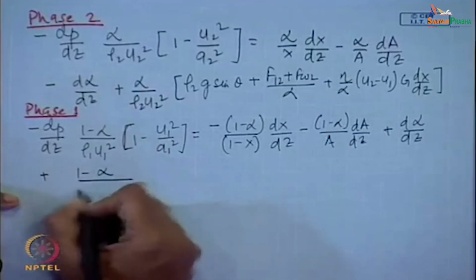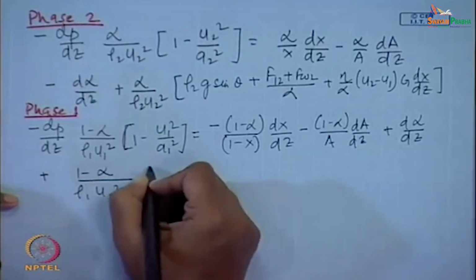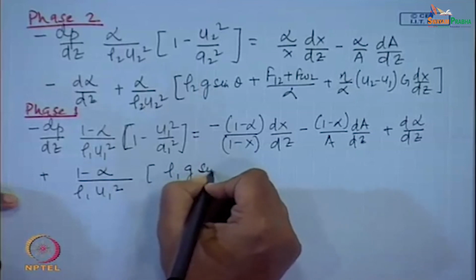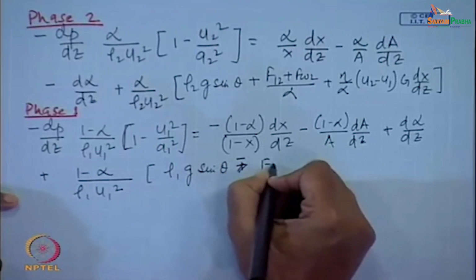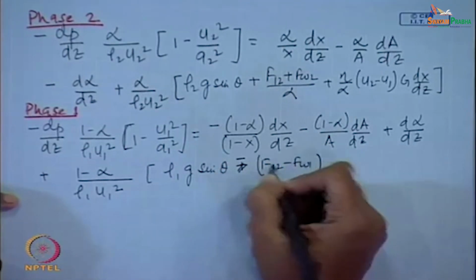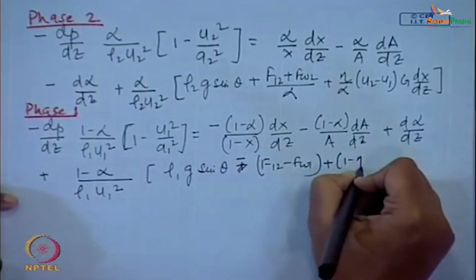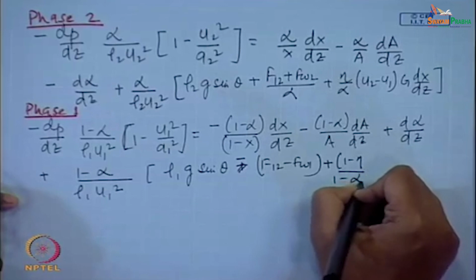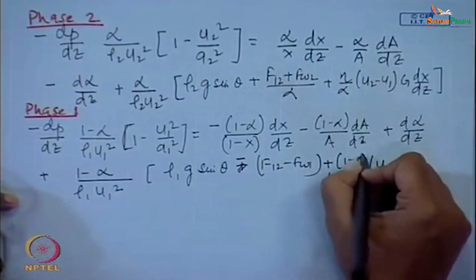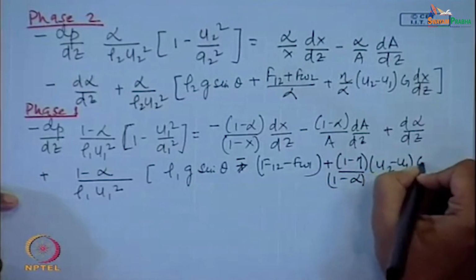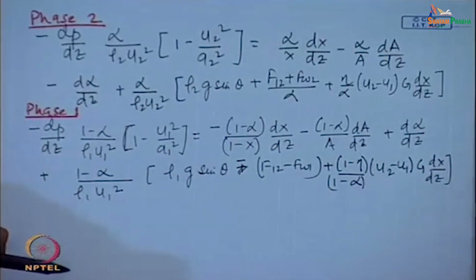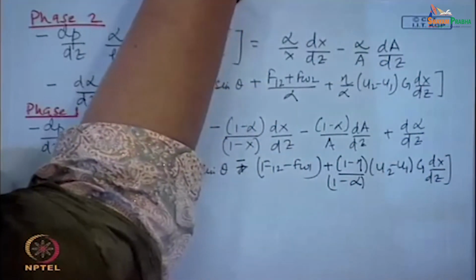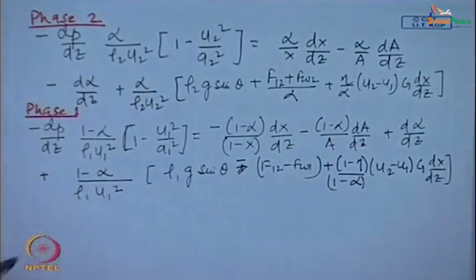Plus 1 minus alpha by rho 1 u1 square rho 1 g sin theta, just like I had got in the previous, this is minus f12 minus fw1 plus 1 minus eta by 1 minus alpha u2 minus u1 g dx dz. Okay. So, therefore, this is for phase 1. Which one?